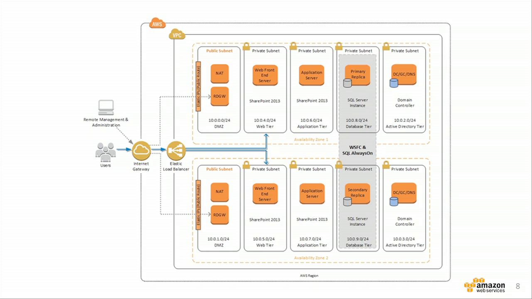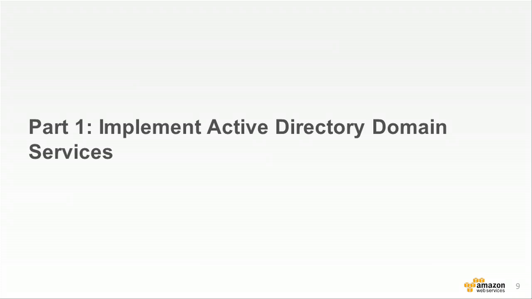Should networking events occur in a single AZ, the other AZ would be unaffected. So that is the general model of what's going on behind this. So let's start with implementing Active Directory Domain Services.